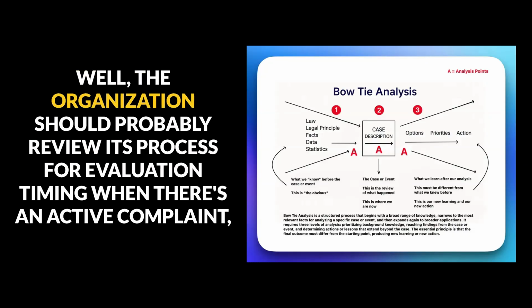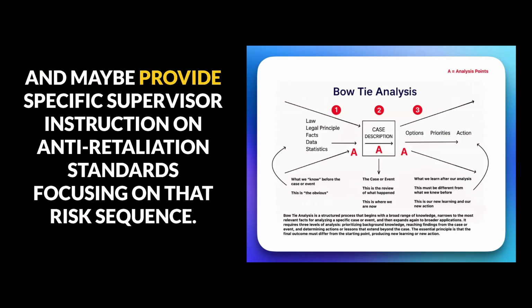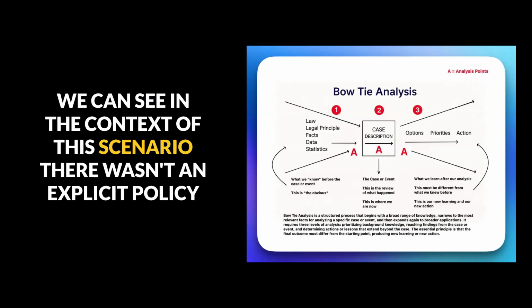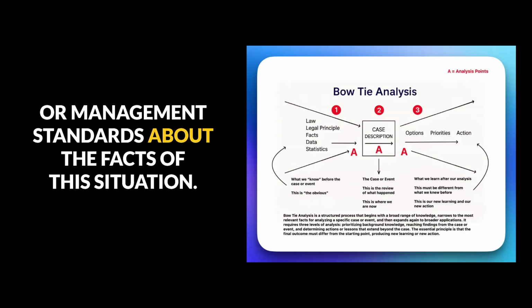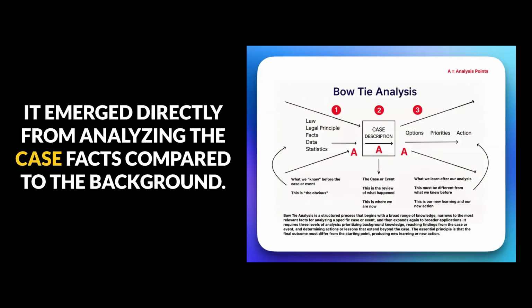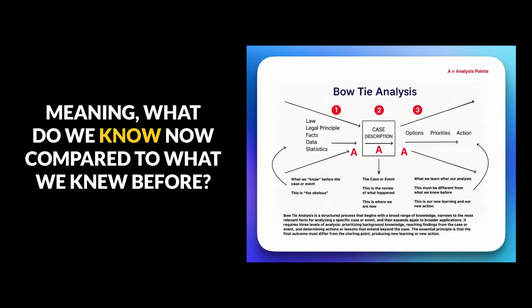Well, the organization should probably review its process for evaluation timing when there's an active complaint, and maybe provide specific supervisor instruction on anti-retaliation standards focusing on that risk sequence. We can see in the context of this scenario, there wasn't an explicit policy or management standards about the facts of this situation. It emerged directly from analyzing the case facts compared to the background. Meaning, what do we know now compared to what we knew before?